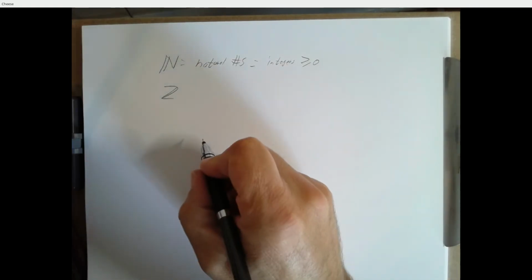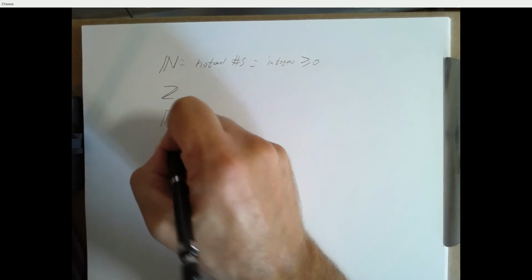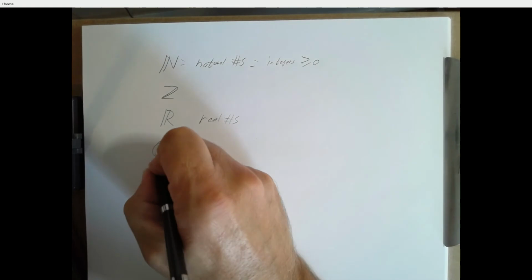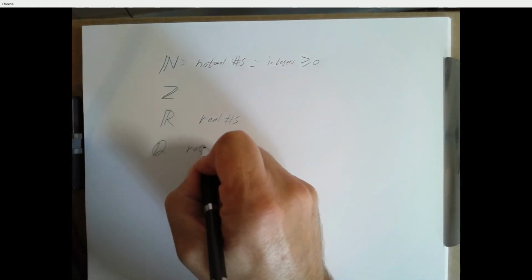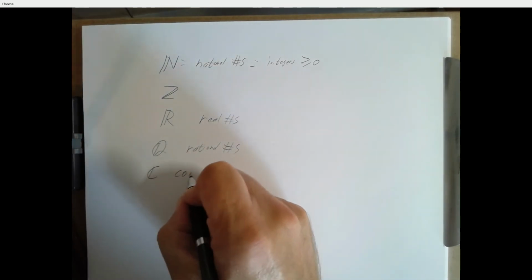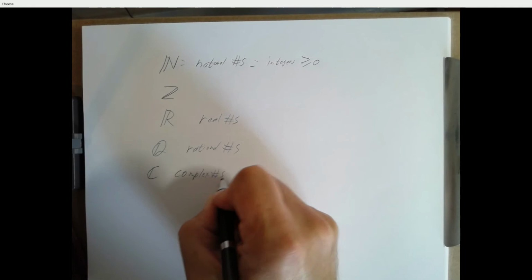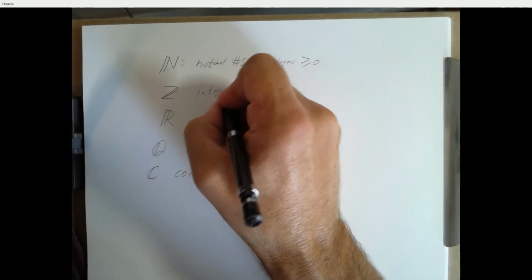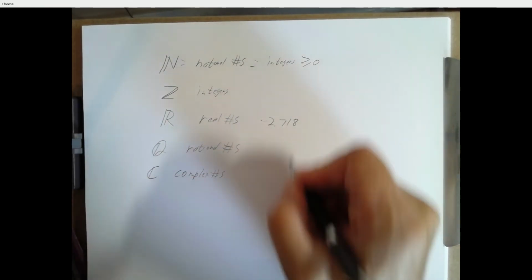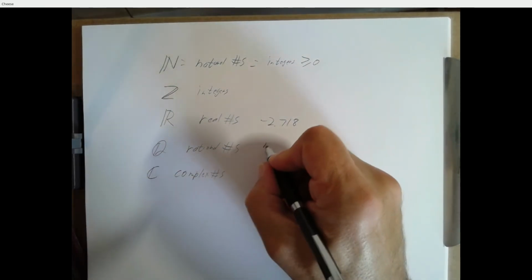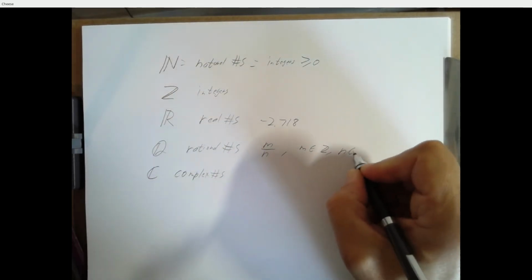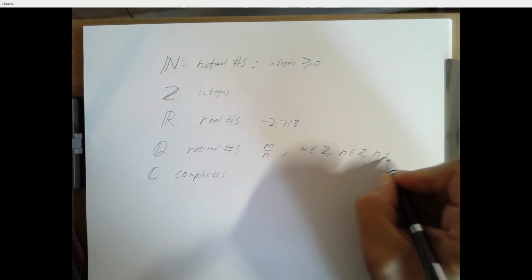Z is the set of integers. R is the set of real numbers. Q is the set of rational numbers. And C is the set of complex numbers. Okay, so integers, these are just whole numbers. Real numbers are like negative 2.718. Rational numbers are things that can be written as m over n, where m is an integer, and n is an integer, and n is not equal to 0.